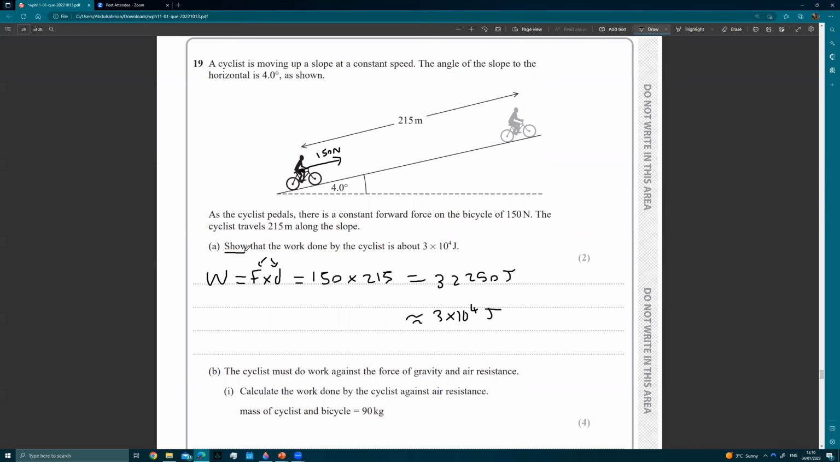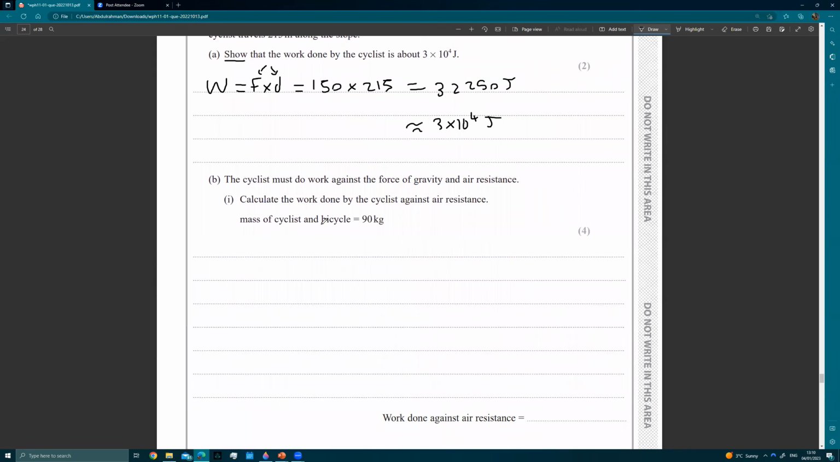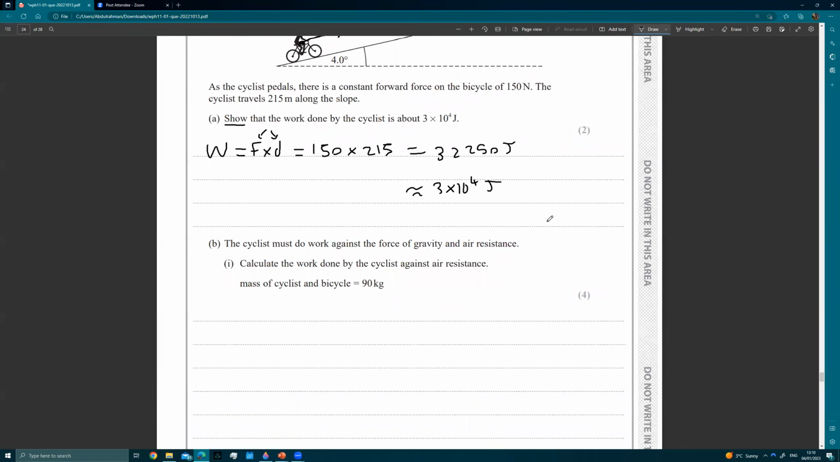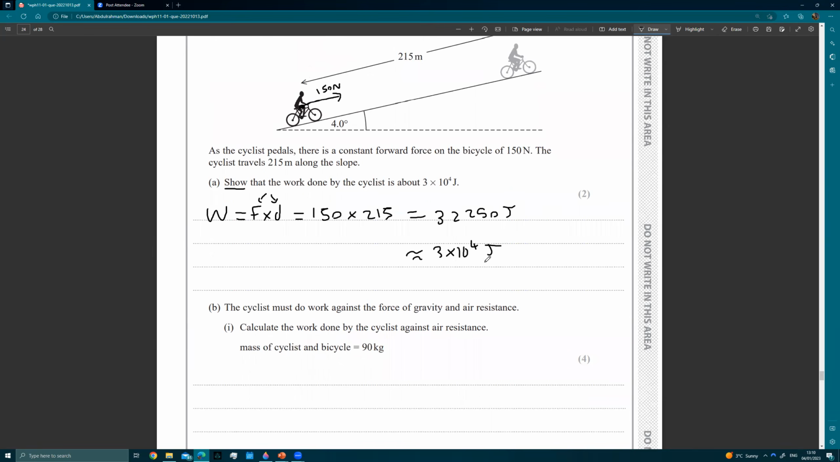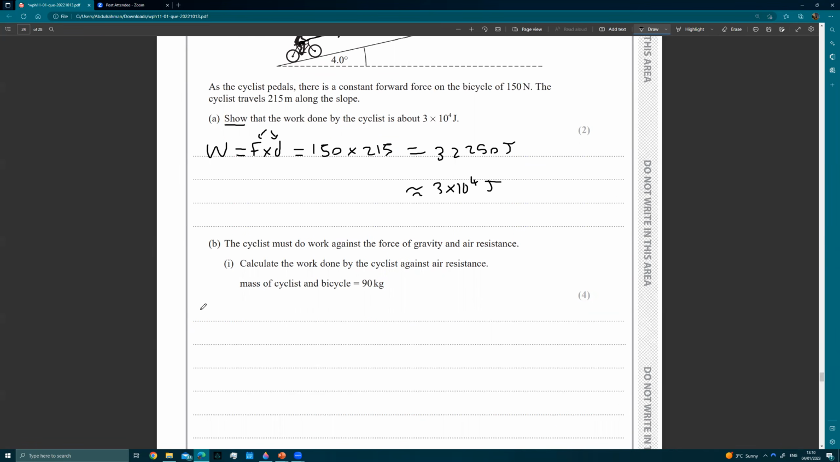Okay, it's a show that question, meaning we're going to have to use this work done somewhere in the next question. The cyclist must do work against the force of gravity and air resistance. Calculate the work done by the cyclist against air resistance. Well, what we can say is the work done by the cyclist. So the cyclist is doing work. He's applying a force and moving a distance. This is the work done we worked out in the previous question. So the work done by the cyclist is equal to the work done against air resistance, i.e. the energy transferred to gravitational potential energy, plus the work done.